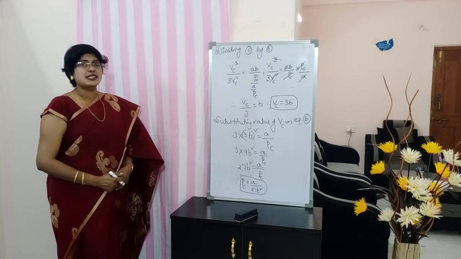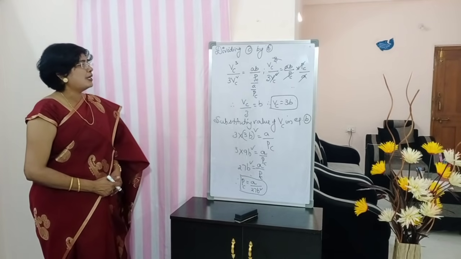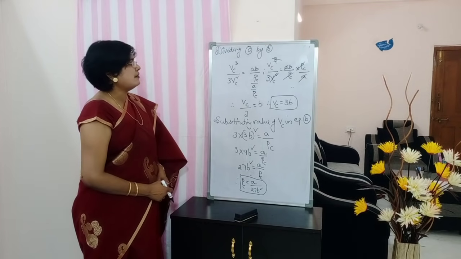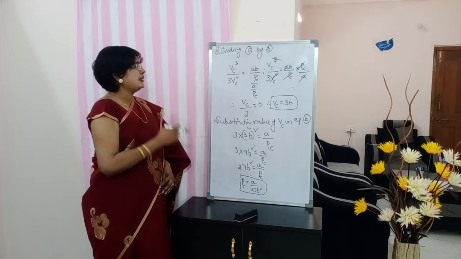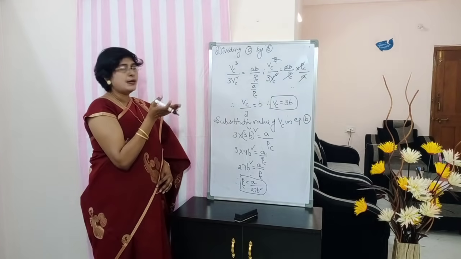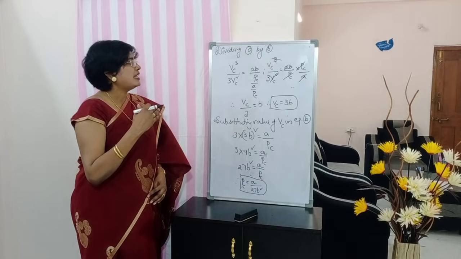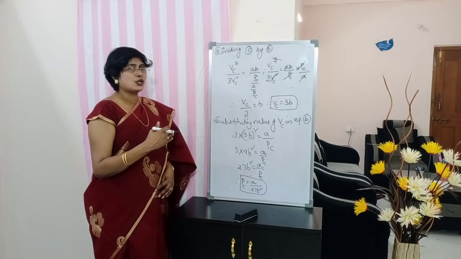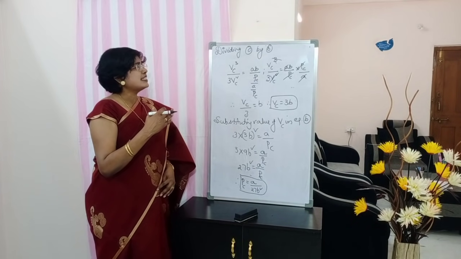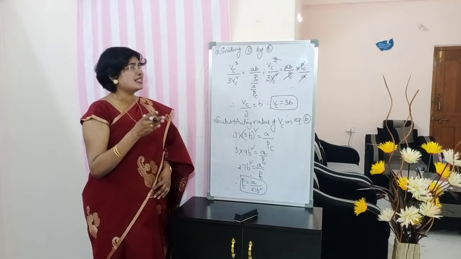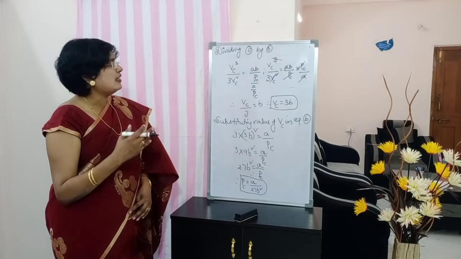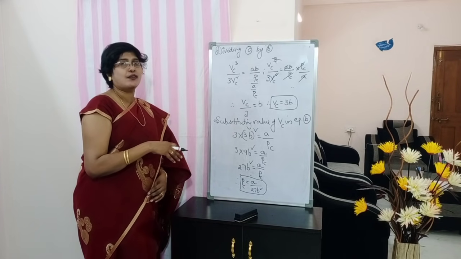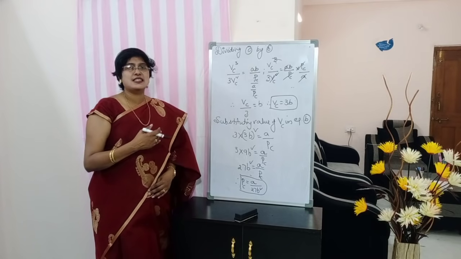Vc cube by 3Vc square is equal to AB by Pc into Pc by A. Okay. So Vc cube, below in the denominator there is Vc square. So Vc square gets cancelled. 1 Vc remains in the numerator. Right hand side A gets cancelled. Pc gets cancelled. Okay. What remains? Vc by 3 is equal to B. Therefore, Vc is equal to 3B.